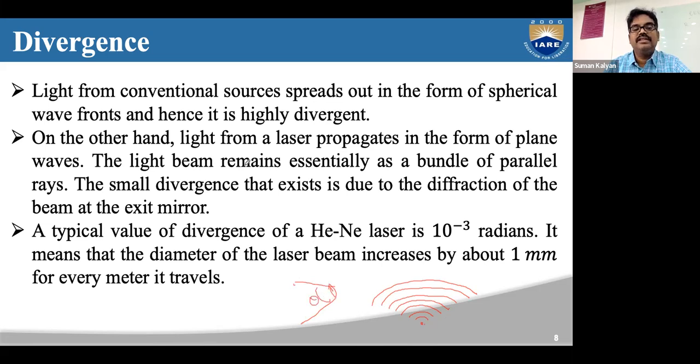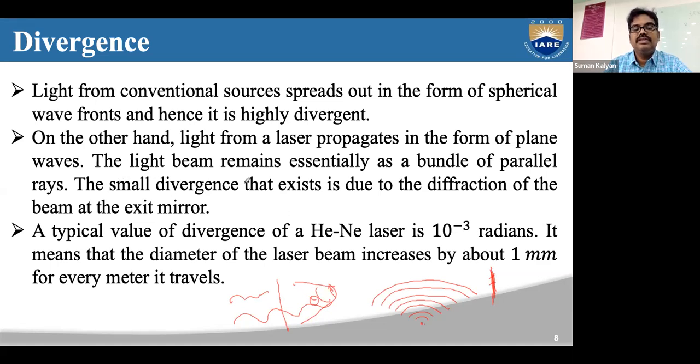Whereas light from a laser propagates in the form of plane waves. What is a plane wave? If you look through a particular plane, then the wave will have the same value at all points on that plane. Suppose you have a wave traveling like this; if you look at a particular plane, all the waves will have the same value. That's what we call plane waves.